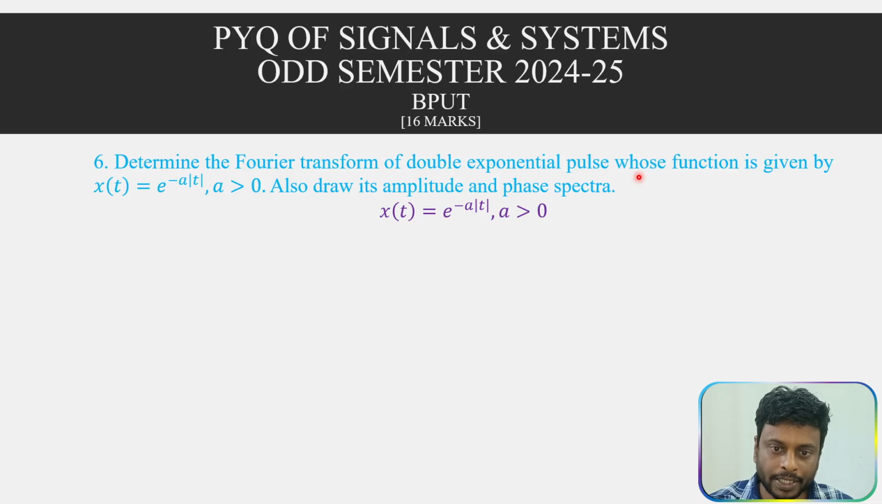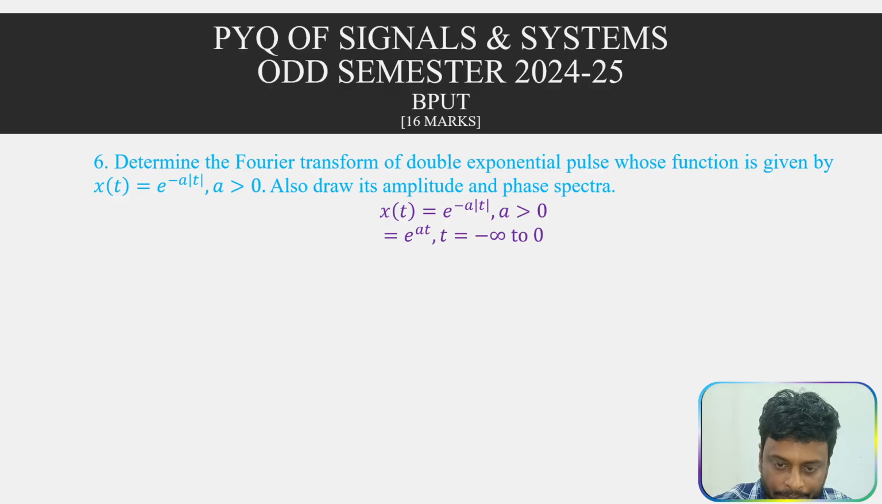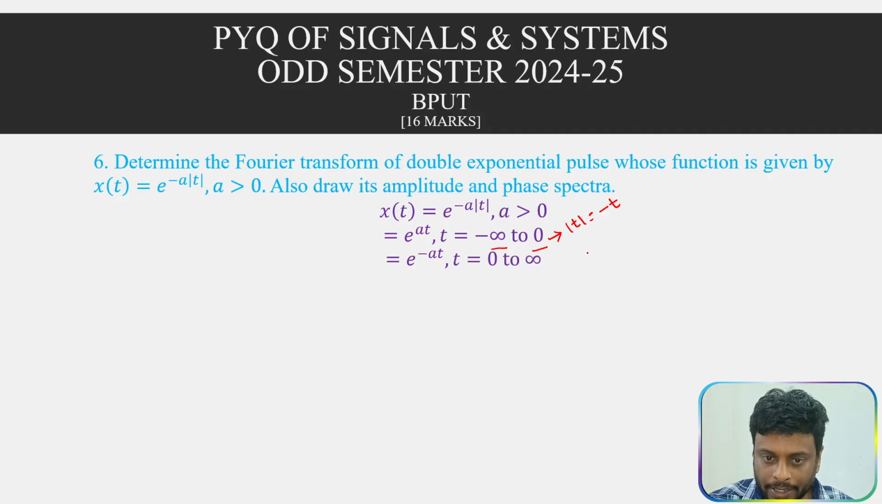Okay. So x of t is e to the power minus a mod t. For t from minus infinity to 0, mod t is minus t, so minus t into minus a will be a t. Similarly, for 0 to infinity, mod t equals t, which is positive, so that will be minus a t. Now this is our x of t.